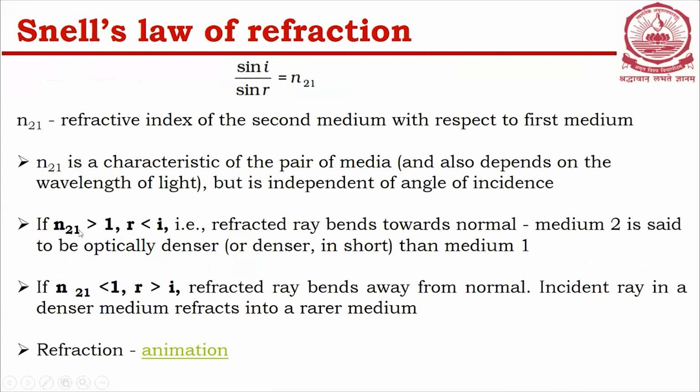If n21 is greater than 1, or r is less than i, where r is the angle of refraction and i the angle of incidence, the refracted ray bends towards the normal. Medium 2 is said to be optically denser than medium 1. If n21 is less than 1, or r is greater than i, then the ray bends away from the normal. So an incident ray in a denser medium refracts into a rarer medium. You can see this animation.